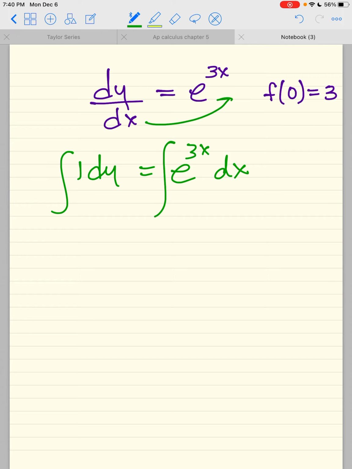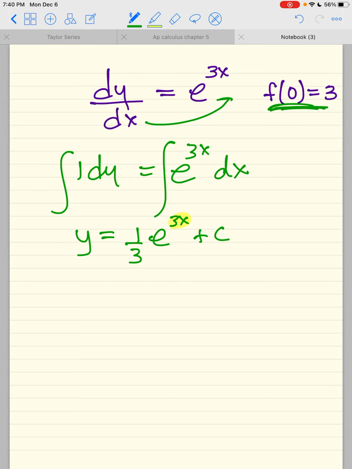So the integral of 1 dy is y. The integral of e to an exponent is going to be e to the exponent divided by the derivative of the exponent, or you can do a u sub. So there's a third. The derivative of 3x is 3, so you got to divide by 3.